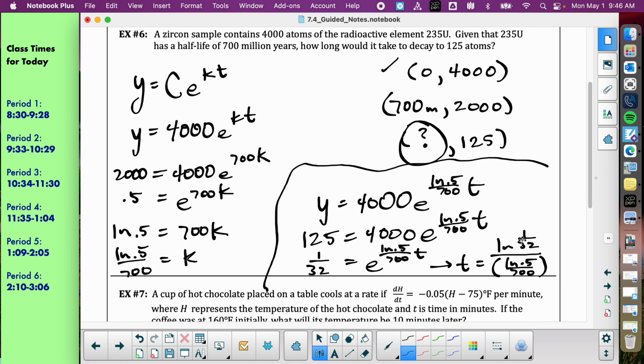So numerator, ln 1/32nd, divided by... 3,500 exactly. So this would be millions of years. If you want to write it as an actual number, go for it.